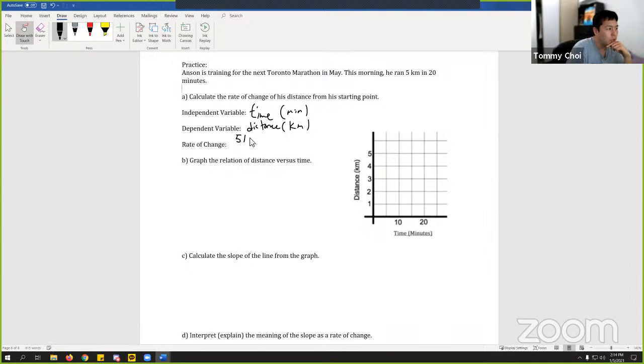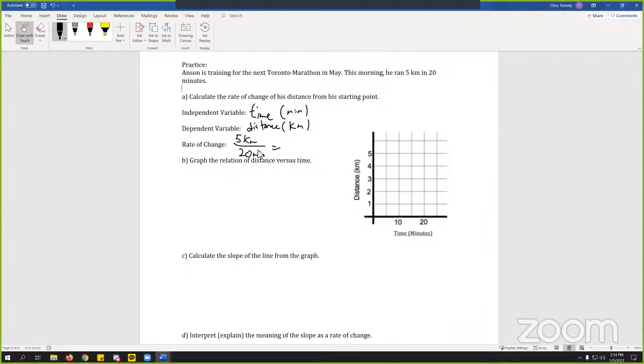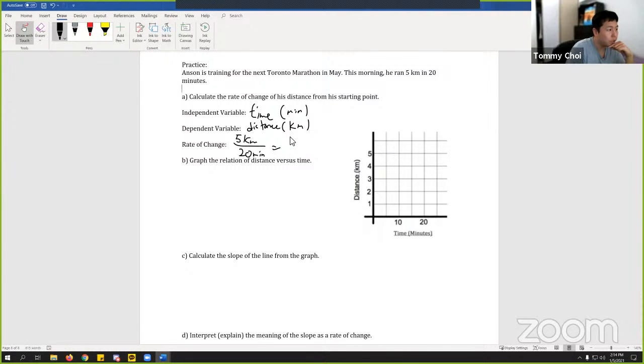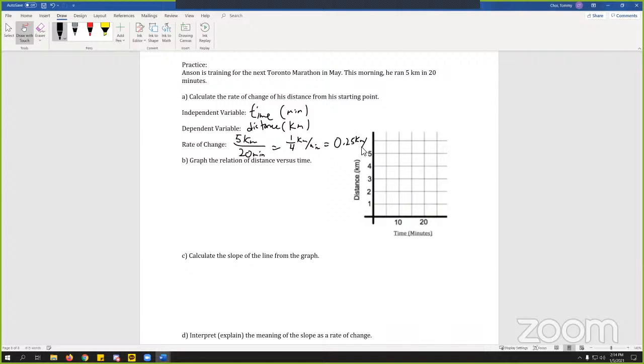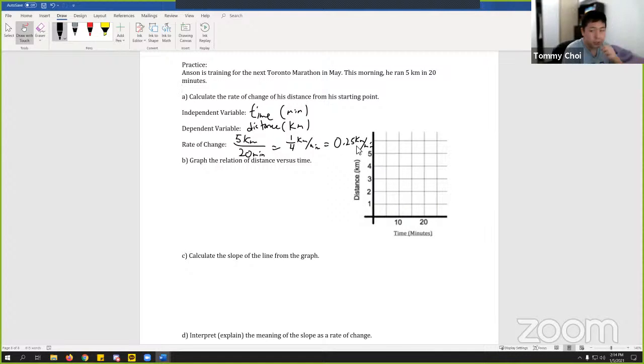So what Mercel said is correct. It's going to be 5 kilometers divided by 20 minutes. And you can write the decimal. That's fine. If you reduce it to a fraction first, that would be 1 over 4 kilometers per minute. But then we usually change that to 0.25 kilometers per minute. Okay? So there we have it. So we divide it, we get 0.25 kilometers per minute.